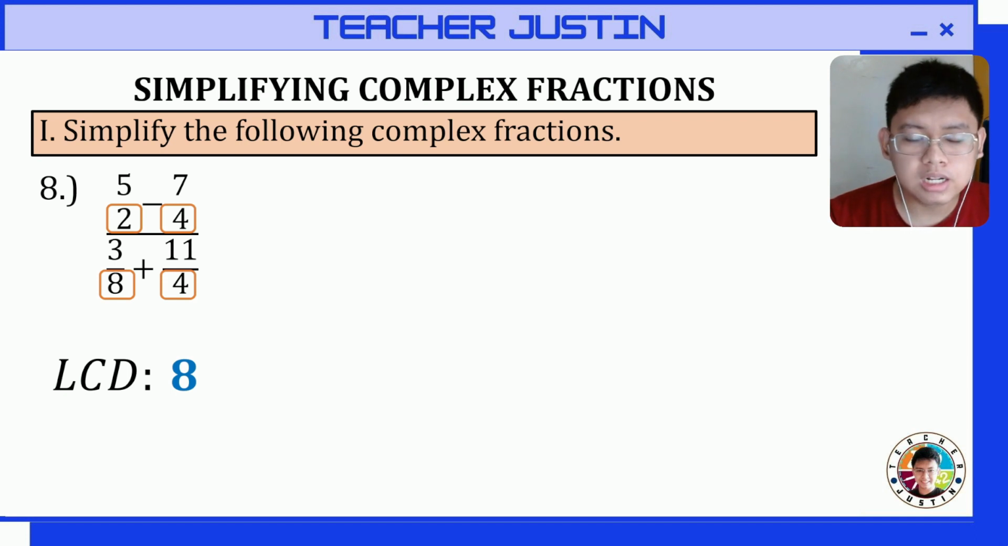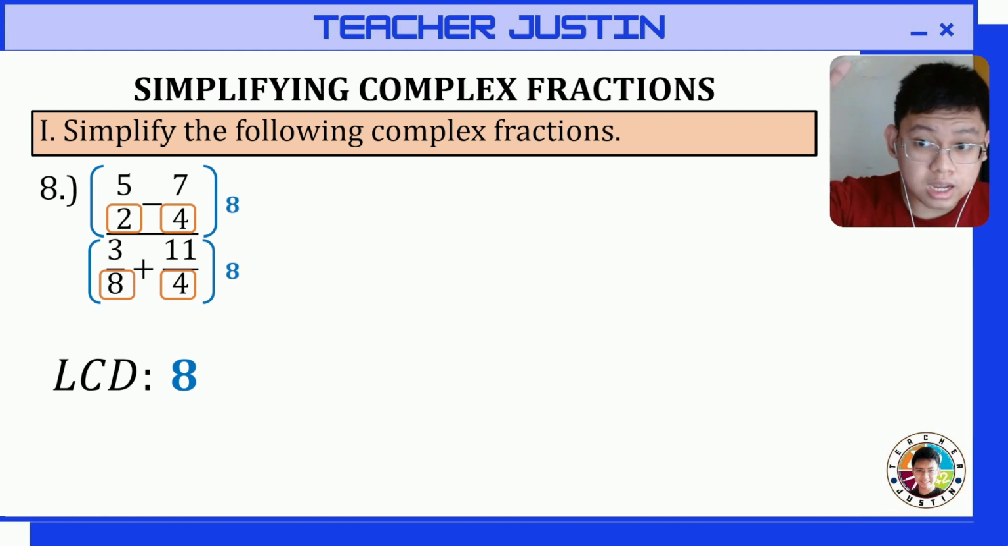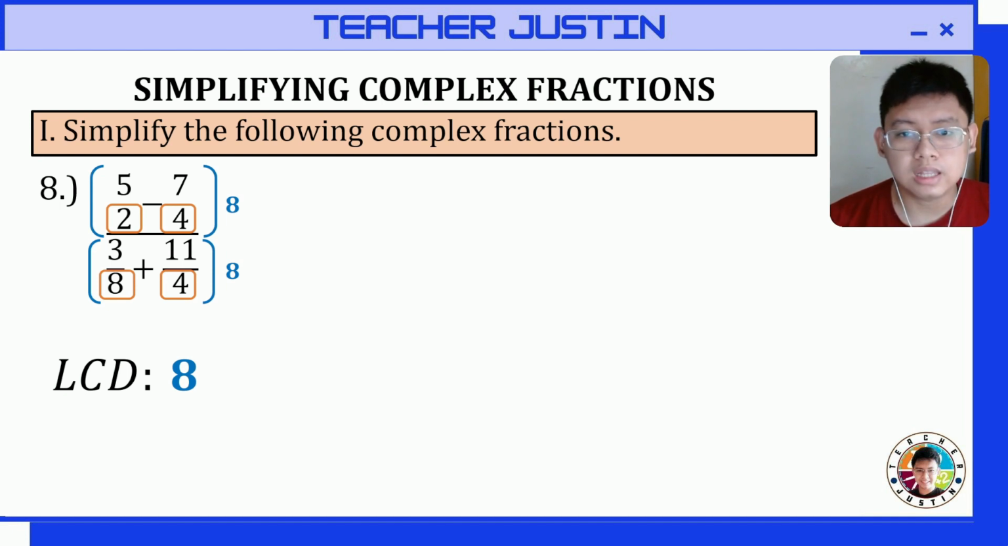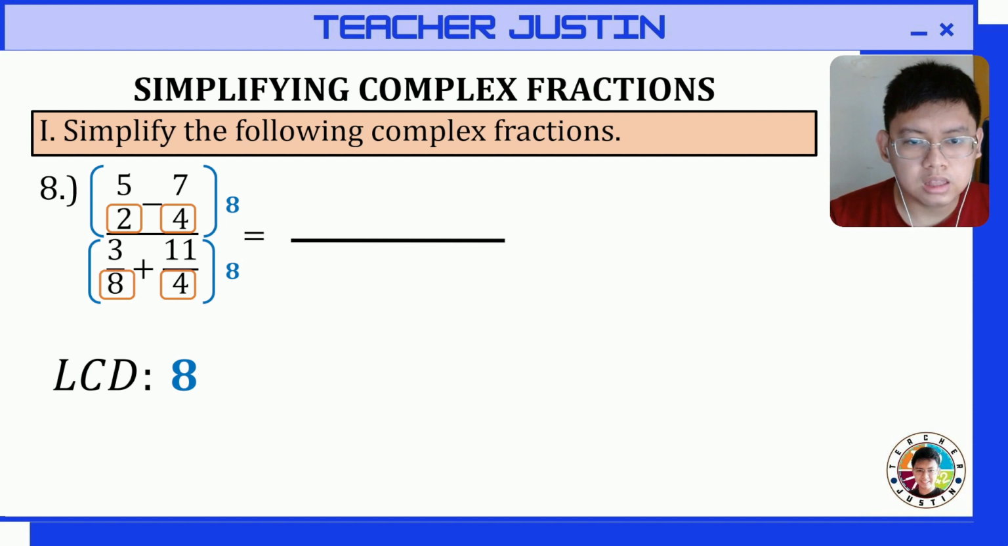Tapos, pag nakuha na natin yung least common denominator, we will multiply that to our numerator and denominator. So, multiply natin yung 8 sa numerator at sa denominator natin ng ating complex fraction. Now, let's use the distributive property here. So, 8 times 5 over 2, we can cancel 2 and 8 will become 4. So, 5 times 4, that will be 20.